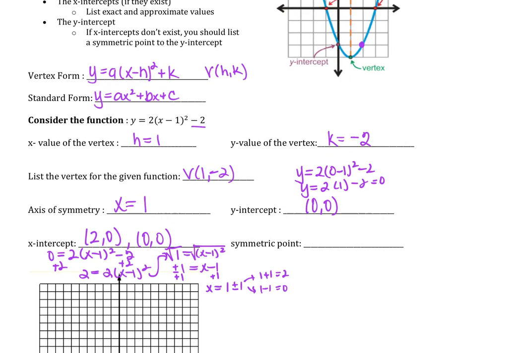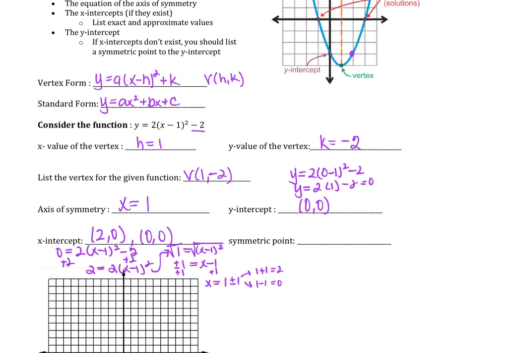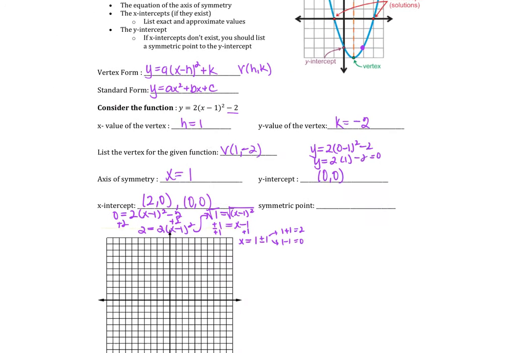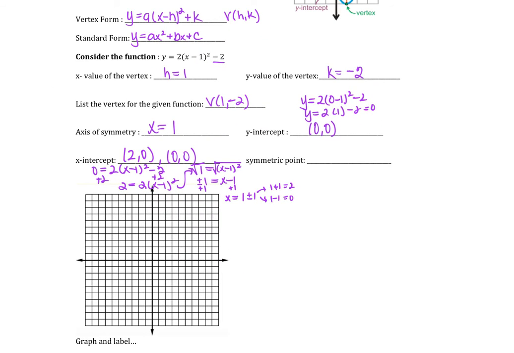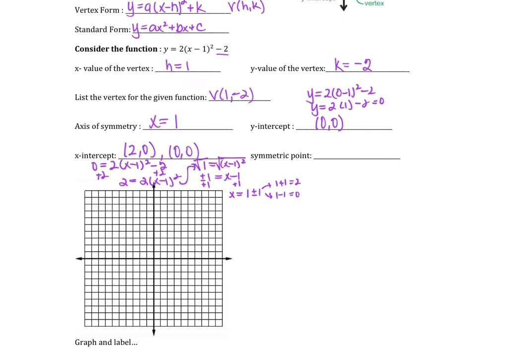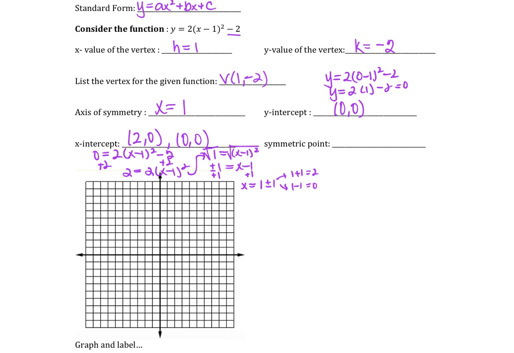So the symmetric point, in this case, for my y-intercept, we don't need it, but I'm going to start to plot this stuff, and then we can take a look and get that. So we have our vertex is (1, negative 2). Our axis of symmetry is a vertical line through that, so x equals 1. I have a y-intercept at (0, 0). And x-intercepts at (0, 0) and (2, 0).